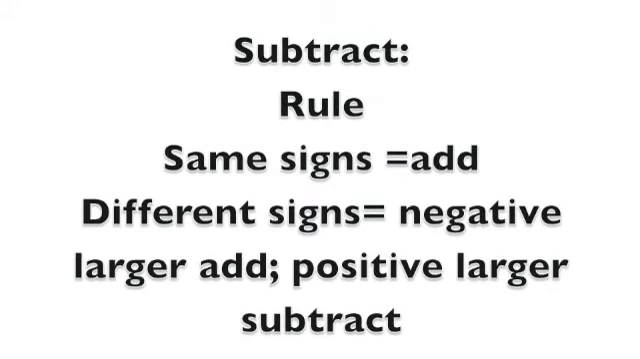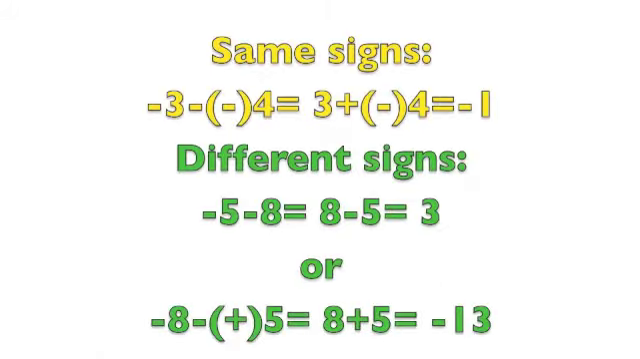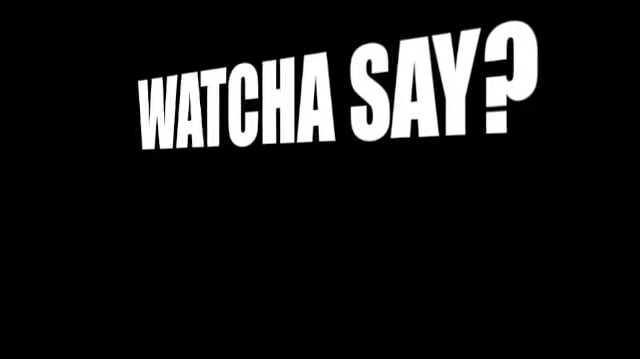Subtraction. The rule is that same signs add, and different signs, when the negative number is larger, you add, and when the positive number is larger, you subtract. For example, -3 minus -4 equals 3 plus -4, which is -1. Or different signs, -5 minus 8 is the same as 8 minus 5, which is 3, or -8 minus +5, which is the same as 8 plus 5, which equals -13. What do you say?